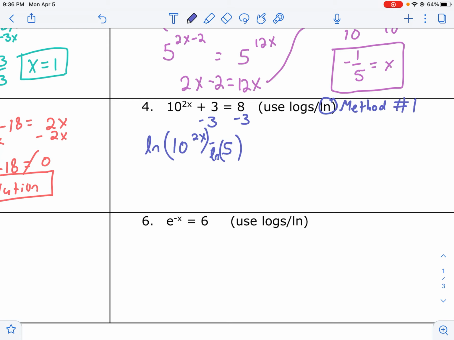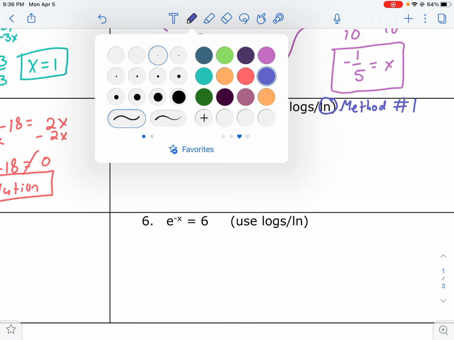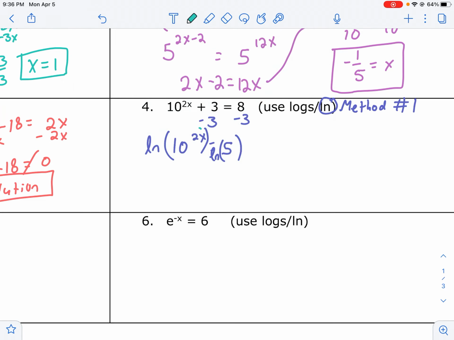And that's not multiply by the natural log. It's physically putting each side inside of a natural log. The reason we do this is because we can now use our properties of logs. So we can take this 2x, and we can drop it to the bottom. This is going to give us 2x multiplied by the natural log of 10 is equal to the natural log of 5.